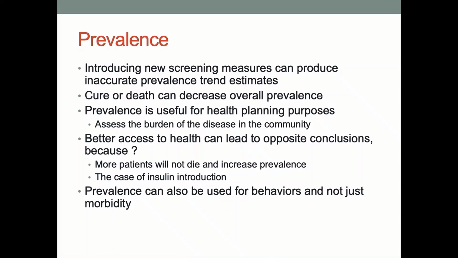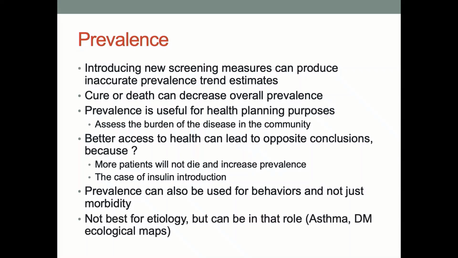We have better treatment and better survival, but the prevalence is showing higher numbers because of the insulin. Prevalence can also be used for behaviors and not just morbidity. So think about physical activity, prevalence of physical activity, or prevalence of smoking. It's not just disease. It's not good for etiology, for causes, but it has a role in knowing what's going on in terms of chronic diseases in the population.